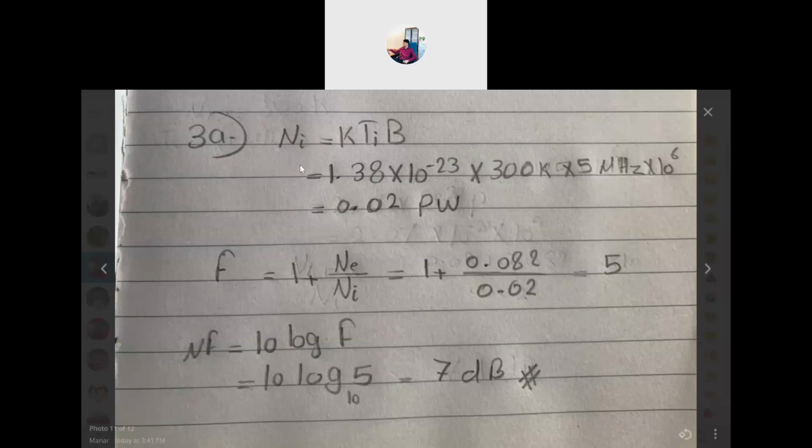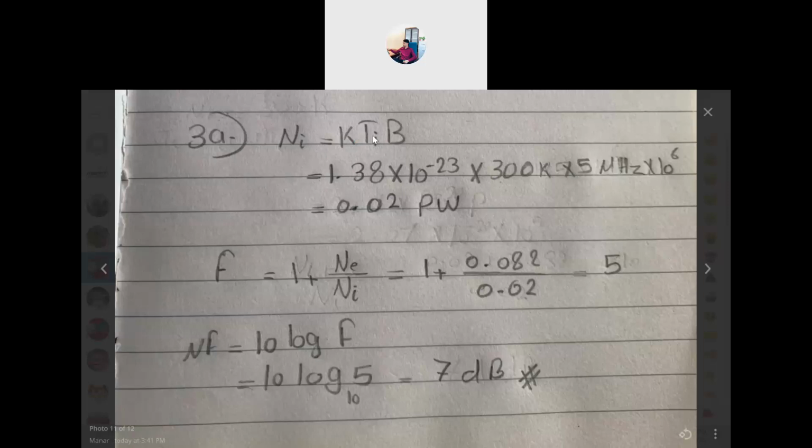So first, Mana calculates the input noise. I wait for this to go up. Okay, now it's finally up. The screen becomes slow because we are recording. So Ni equals kTiB. This is good. Mana put Ti here, because if she didn't put Te or Ti, then it becomes confusing. So it's good here.